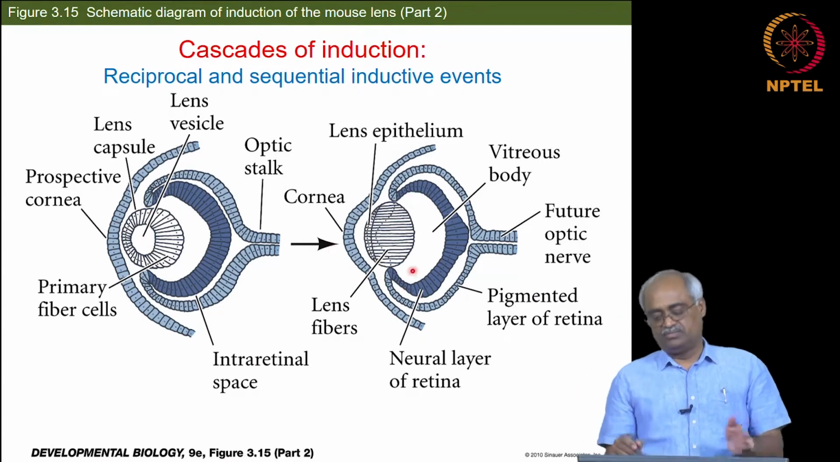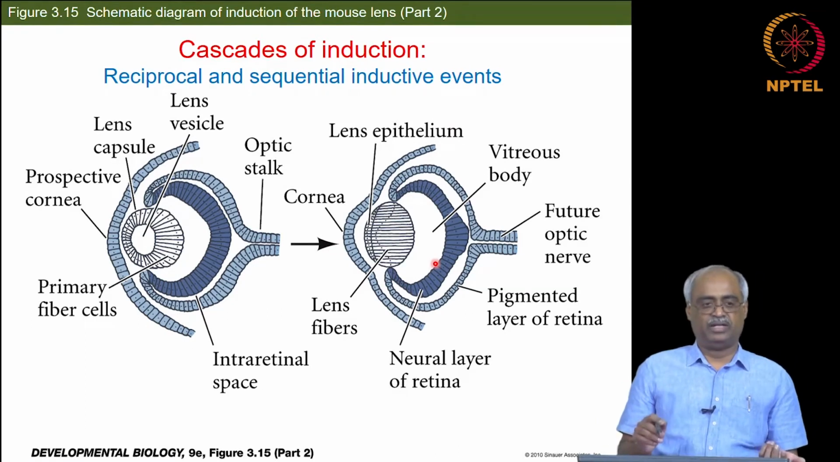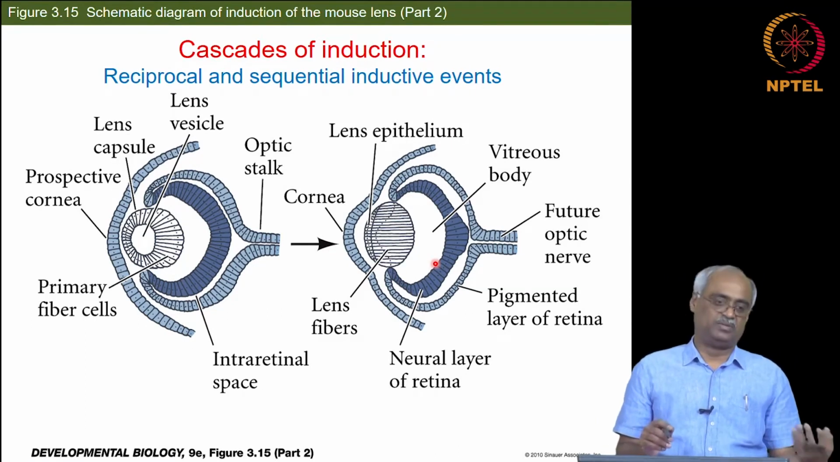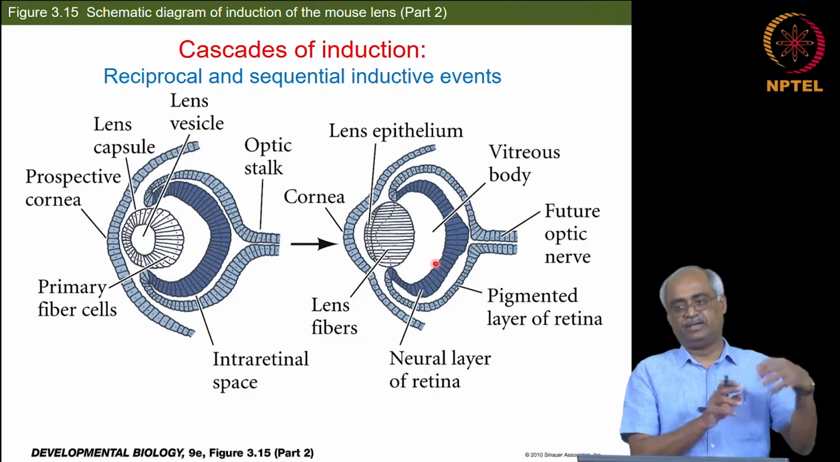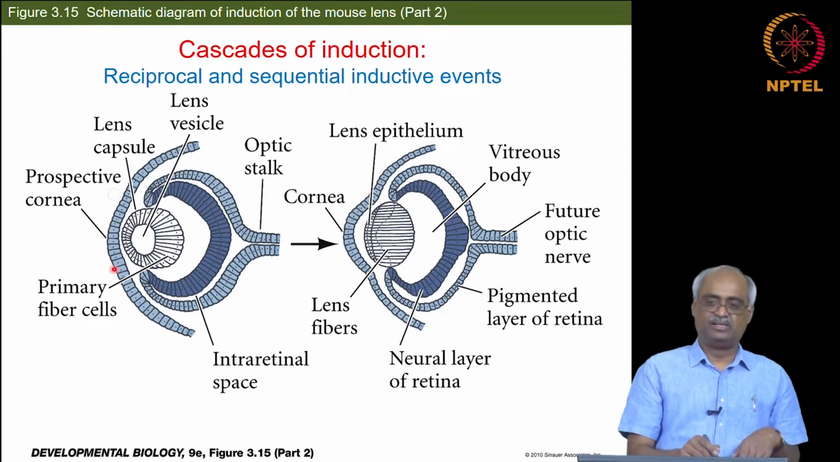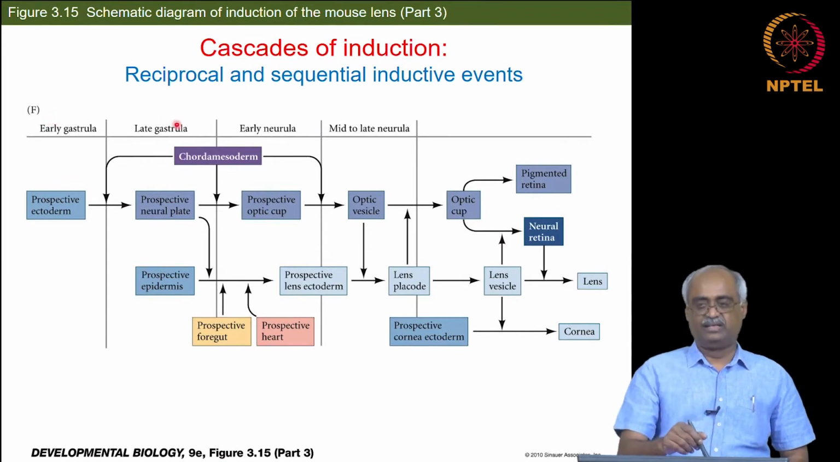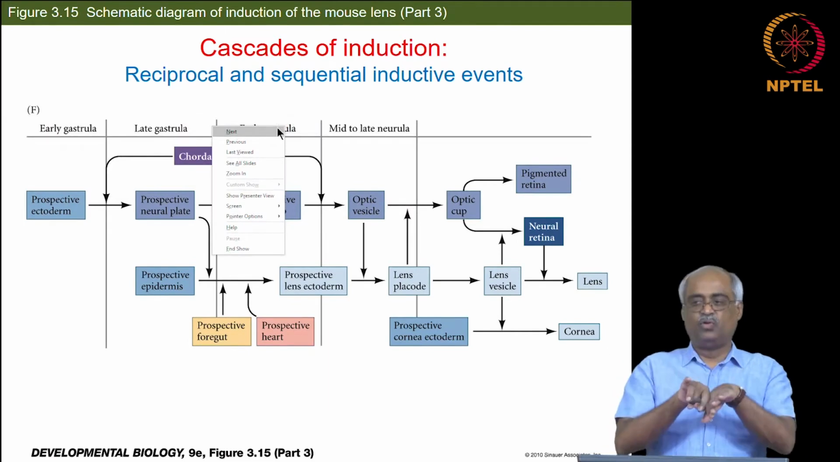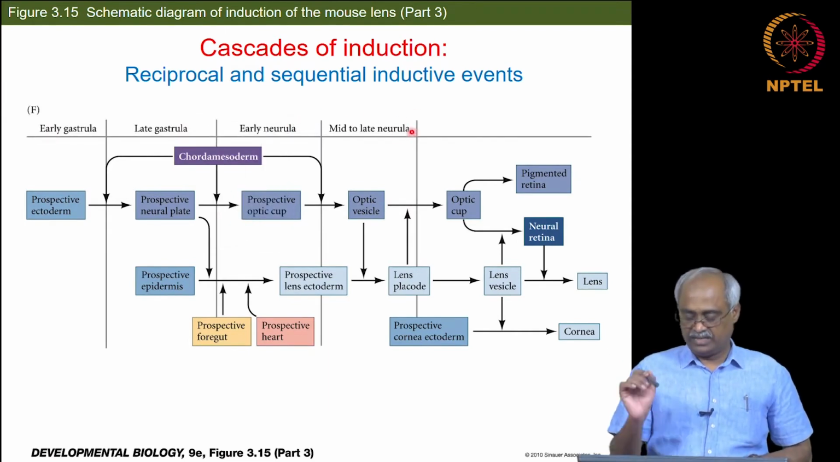And so on. It sort of goes in this fashion. One induces the other one to take a particular fate, and then that in turn induces the original inducer as well as an additional tissue. And this is the summary of all of it. This we will go slowly. So, you have early gastrula, late gastrula, early neurula, meaning where the neural fold and neural tube formation takes place, and then mid to late neurula.